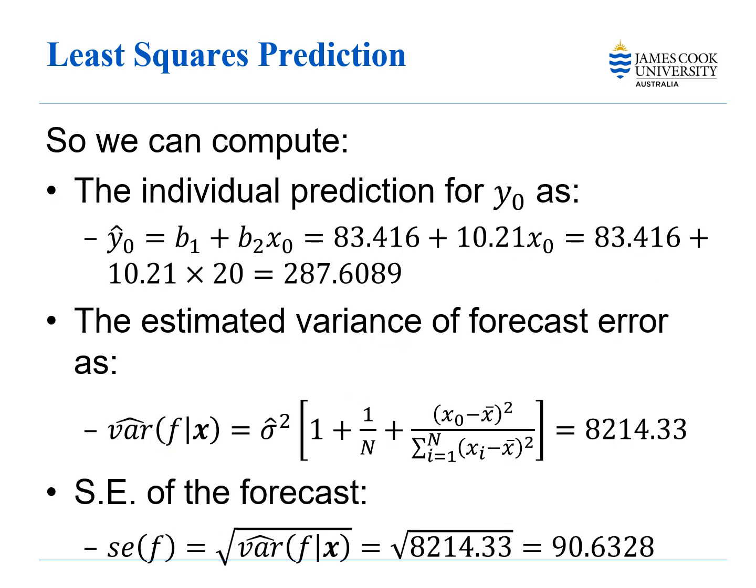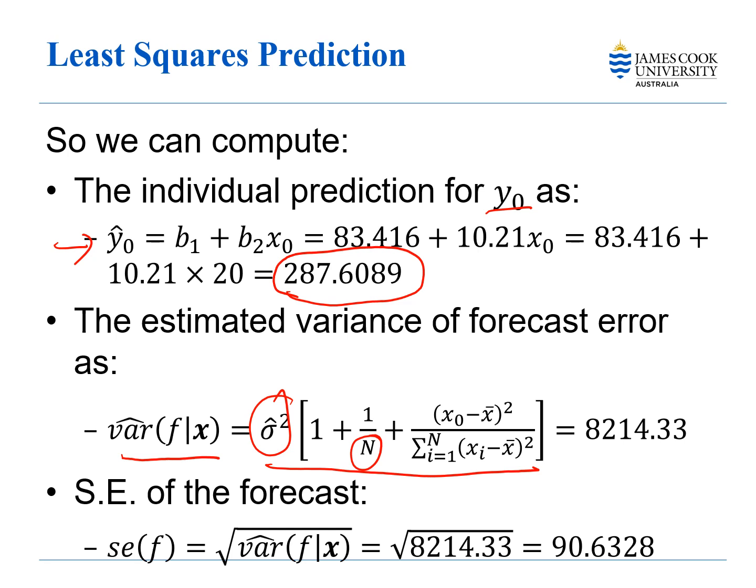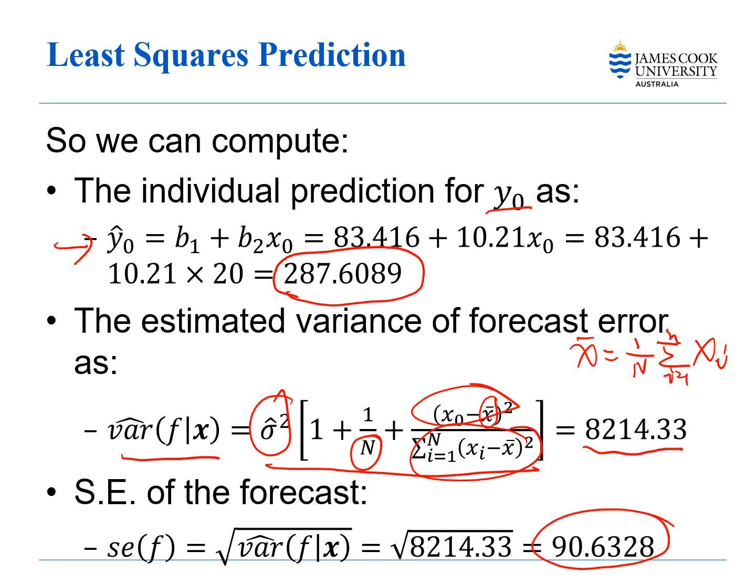The individual prediction for y0 is easy to compute. It is just b1 plus b2 times x0, which is $287.6089. And we can estimate the variance of the forecast error using this formula. We have an estimate of sigma hat squared, we know the sample size is 40, and we know the average of x and the total variation in x. So we plug all these numbers in, we get this variance. Taking the square root, we get the standard error of the forecast.